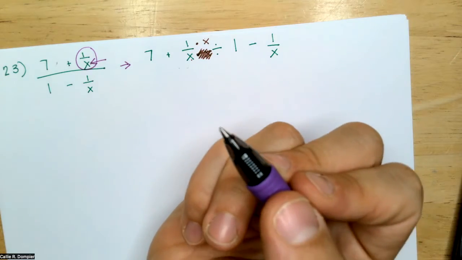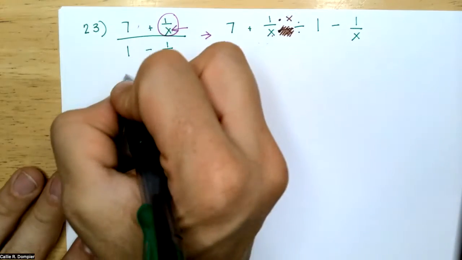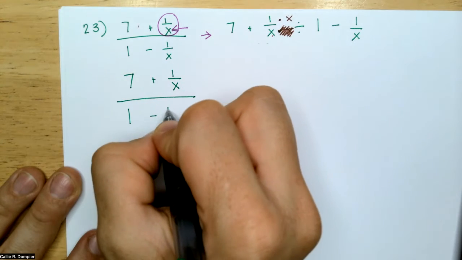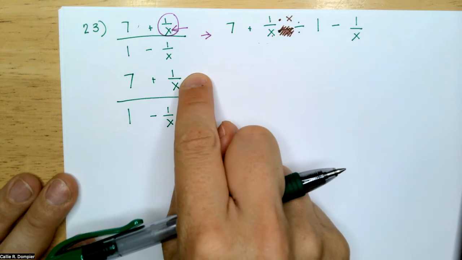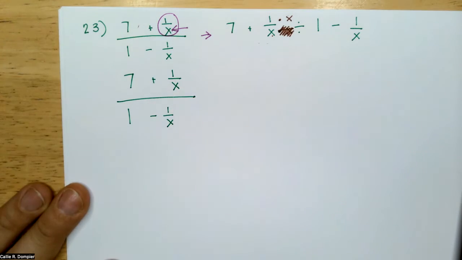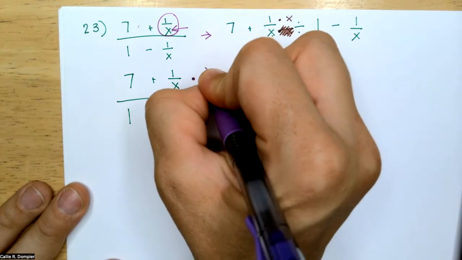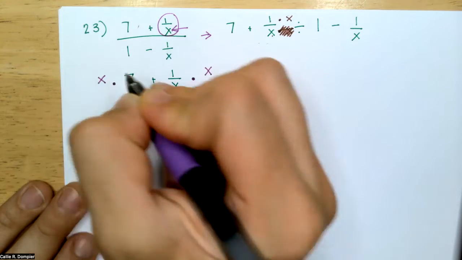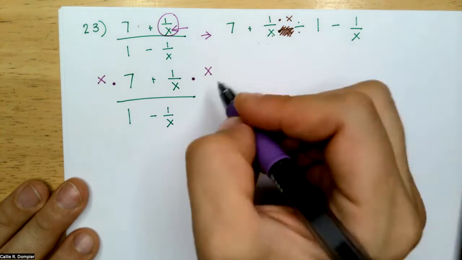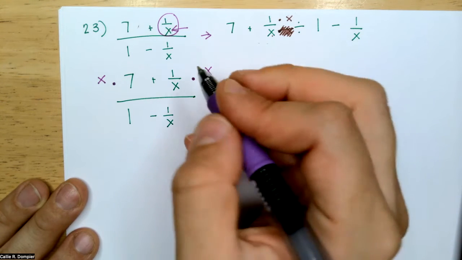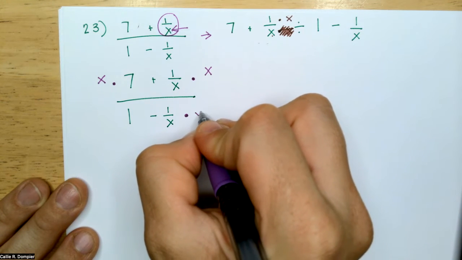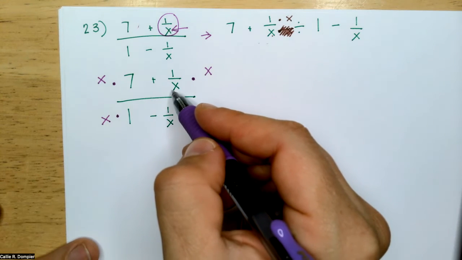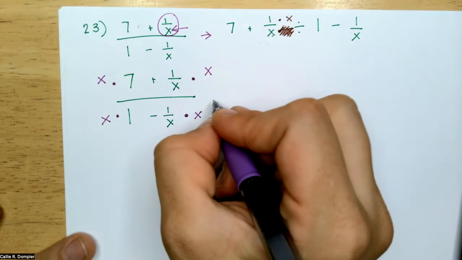What do I do? Okay, I'm going to rewrite it so it's going to be less confusing. 7 plus 1 over x divided by 1 minus 1 over x. I want to multiply this by x. If I multiply this term by x, I have to multiply every other term by x, right? If I want to maintain equality in the top and the bottom of the fraction, I need to multiply the bottom as well by x, both terms, okay? That does work because now I can get rid of that and that one.